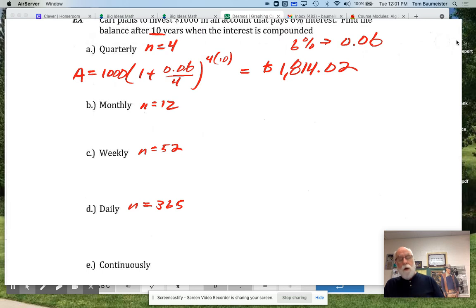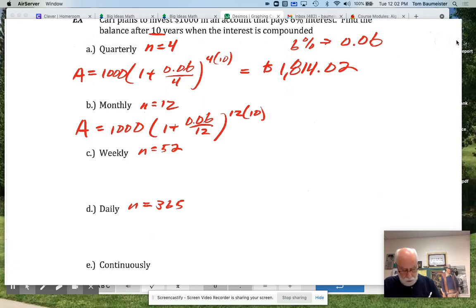Again, we would plug in the same thing here. I'll do it one more time, but then I'll just give you the answers because you don't want me to keep writing this down every single time and waste your time when you can just be plugging it in yourself. Remember, this time our n is equal to 12, and then we would have 12 times 10 years. And on this one we would get $1,819.04.